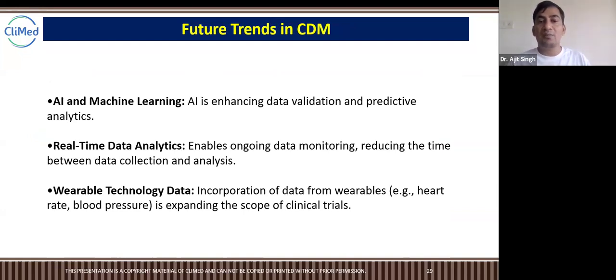Okay, so AI and machine learning, real-time data analytics, wearable technology data, and how to integrate wearable technology data. Nowadays we still collect on paper format and enter into the EDC, or we directly enter into the EDC. But now the challenges and future trends are coming, like the person is wearing wearable technology, and the data will directly enter the EDC without any process. So those kinds of things are coming in the future for CDM, right?